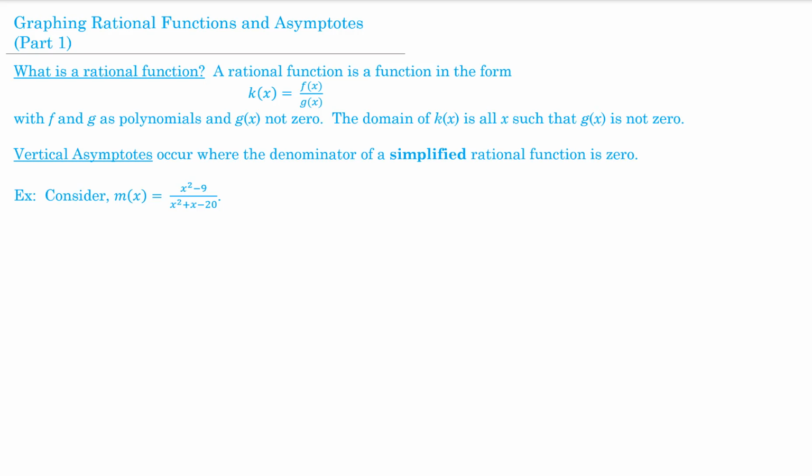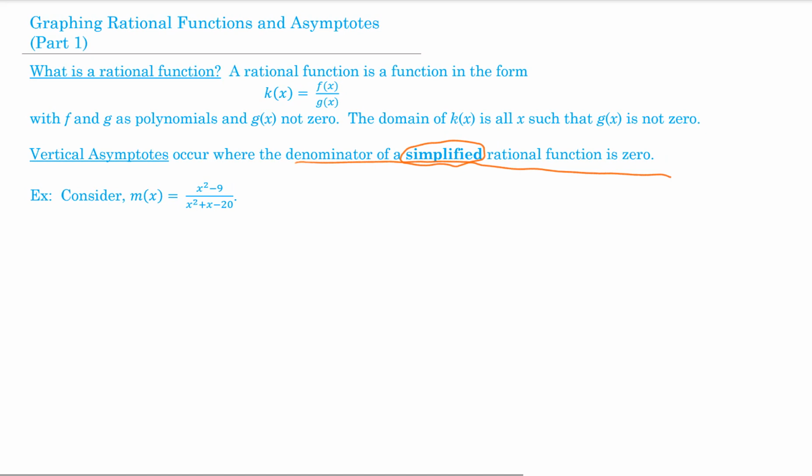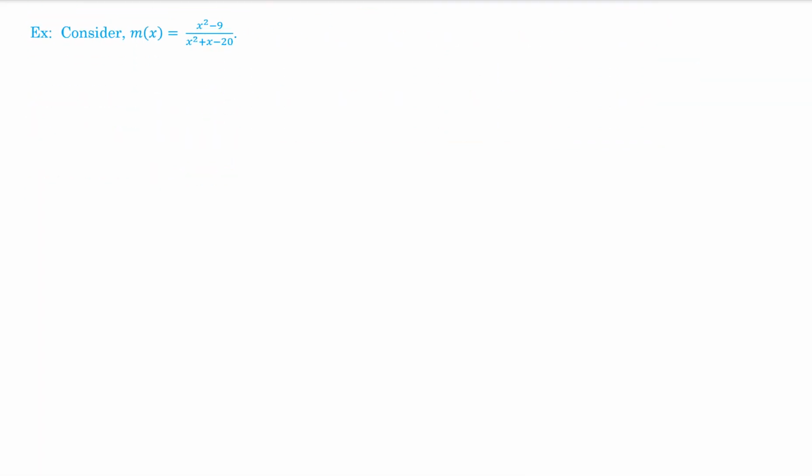Now, vertical asymptotes occur where the denominator of a simplified rational function is 0. Keyword here, simplified. You can have various factors that can cancel. Those are called removable singularities. But let's take a look at a situation where we have a polynomial in the numerator and a polynomial in the denominator. And what I'm first going to do is look at factoring this.